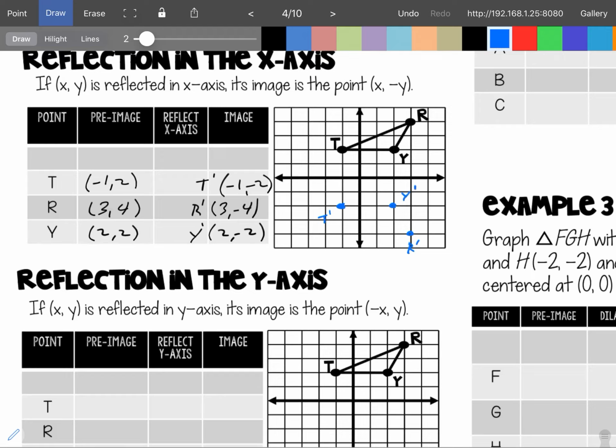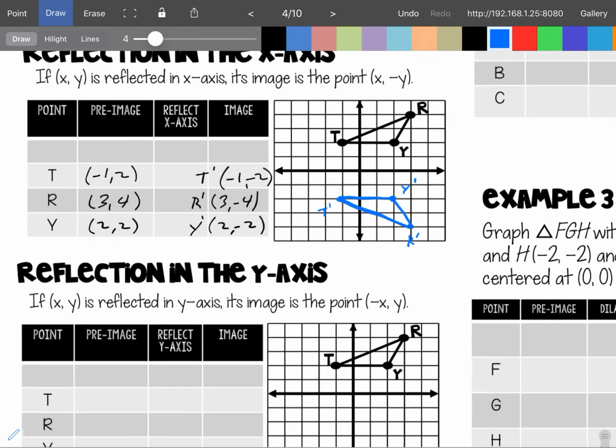So that's Y prime. And then we're going to redraw this thing, so it looks like, maybe I'll get a little bolder. So it looks like this. Okay? So hopefully you can see that I just flipped that thing over the x-axis.